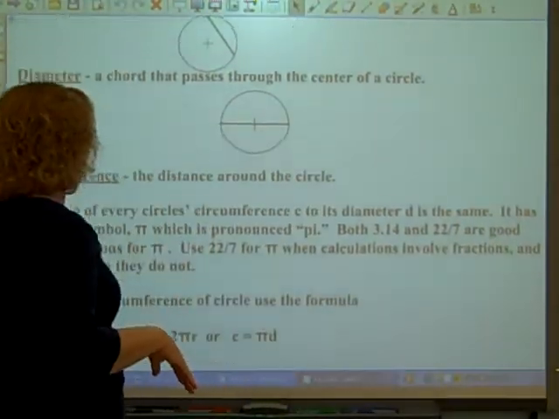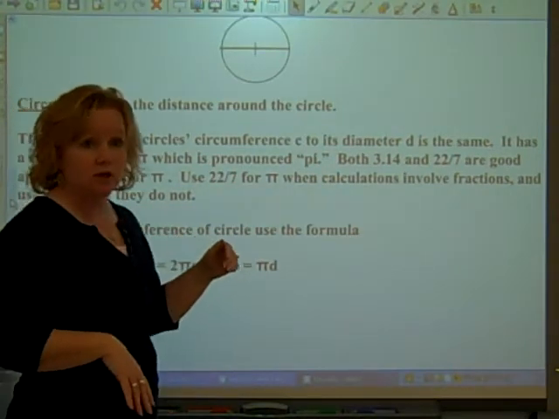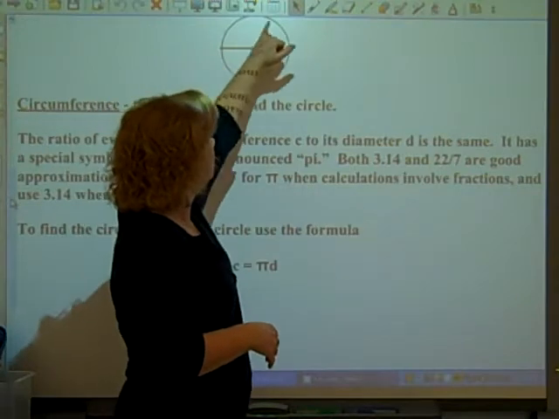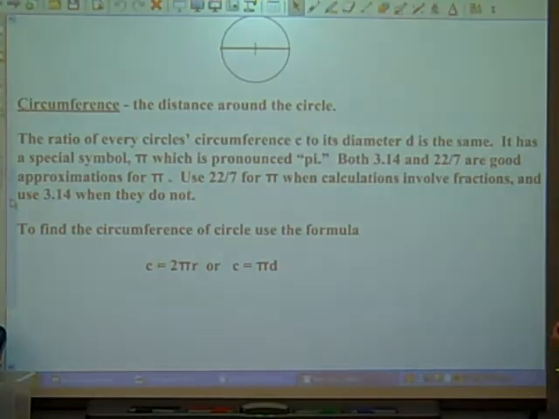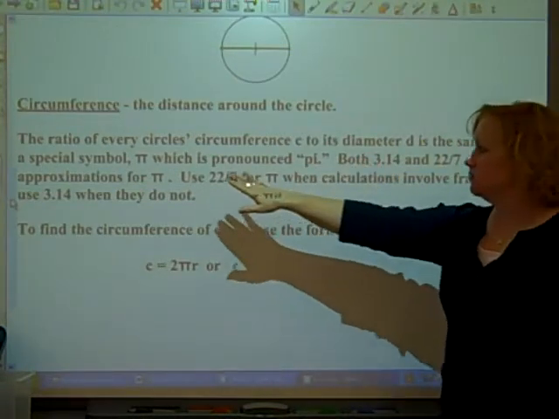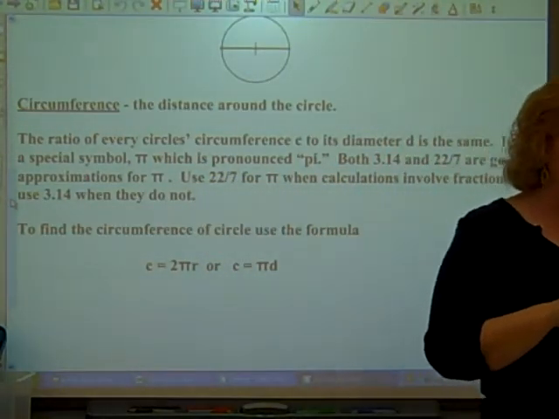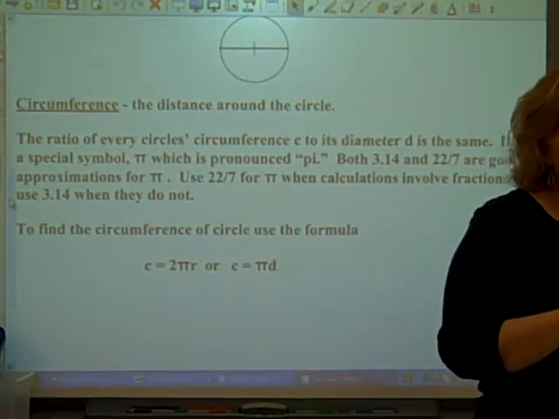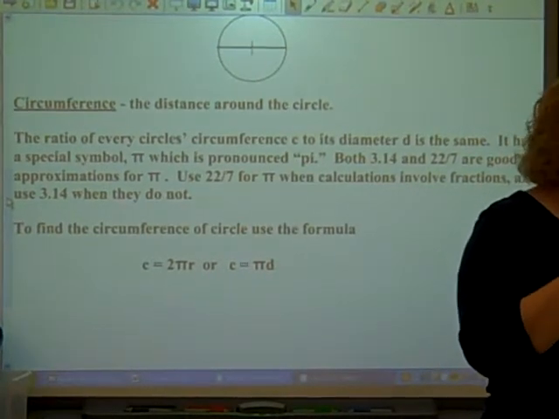Then remember the last thing that I want you to know, because we're going to use this, is circumference, which is the distance around the circle. So remember, we're talking about the distance around. Now you need to remember also that the ratio of every circle's circumference c to its diameter d is the same. It has a special symbol which we call pi. The symbol looks like this, but we pronounce it pi. And we're going to use 3.14 when we're working with decimals, or if we're working with fractions, we're going to work with 22/7.